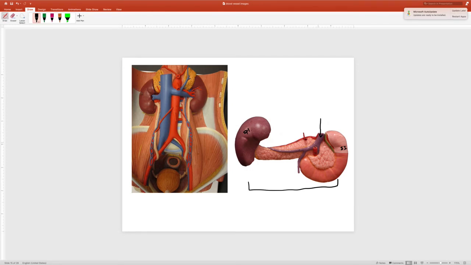And so this hepatic portal vein here, a lot of times it's represented as a purple vessel. And that's again because it's carrying neither oxygen-rich or completely deoxygenated blood. So this is the hepatic portal vein.